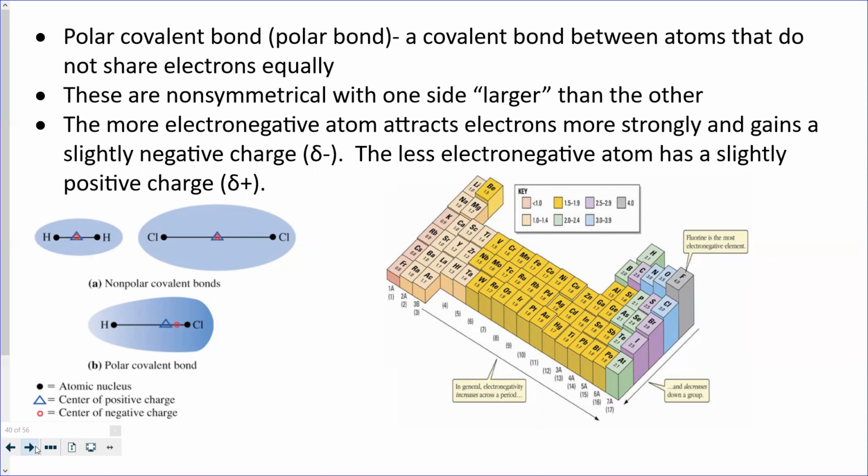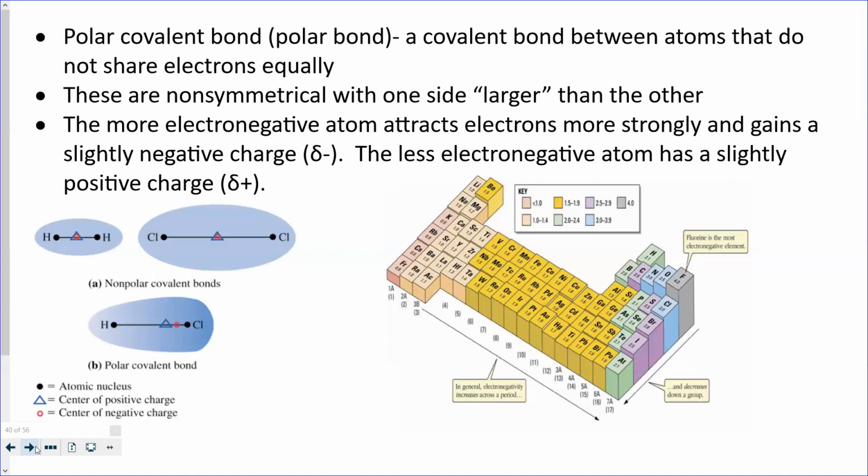The more electronegative atom is going to attract electrons more strongly and gain a slightly negative charge. And we denote a slight negative with that delta negative sign. And the less electronegative atom has a slightly positive charge with that delta positive sign.